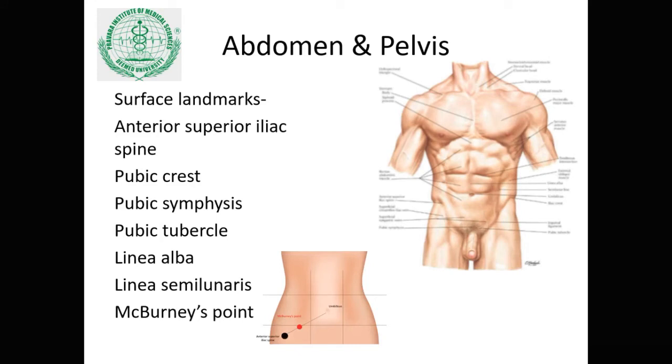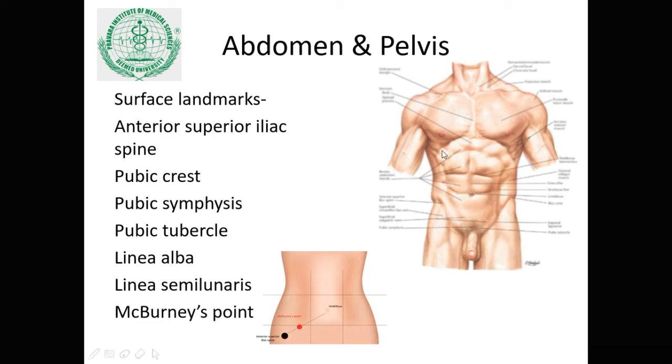Now moving on to the surface landmarks of the abdomen and the pelvis. Here you can see the anterior superior iliac spine. It lies at the lateral end of the fold of the groin. Then in the midline, a linear depression is present that is known as the linea alba.